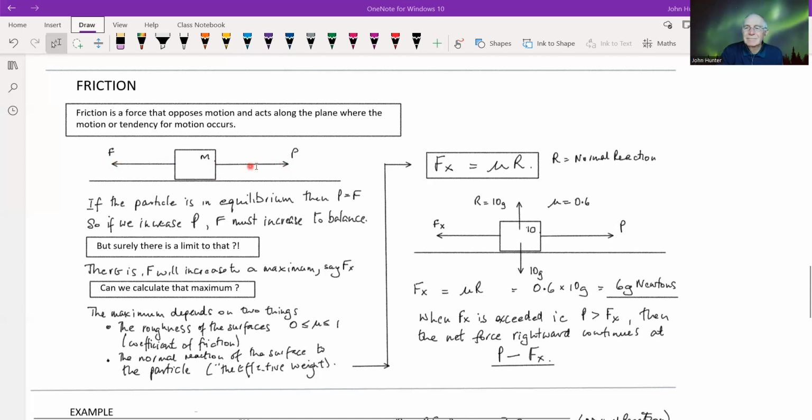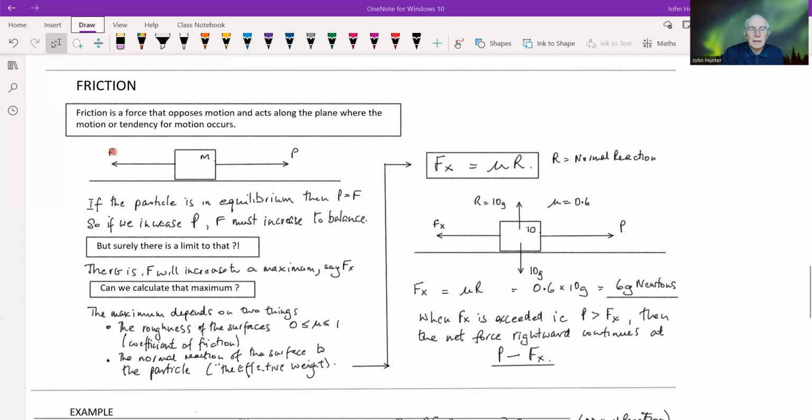So then if we just carry on pulling a bit harder and a bit harder, well, that can't go on forever, and eventually this box, this crate, whatever it is, is going to slip. And the reason for that is we've actually reached the maximum friction. So friction will increase as a balancing force while it's in equilibrium, but there's a limit. And at that limit, it starts to move and it will accelerate. So that limit is the maximum friction.